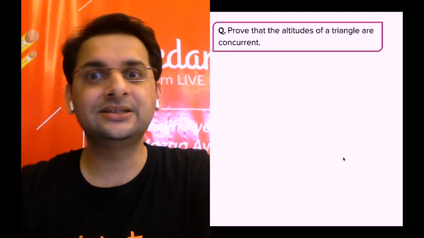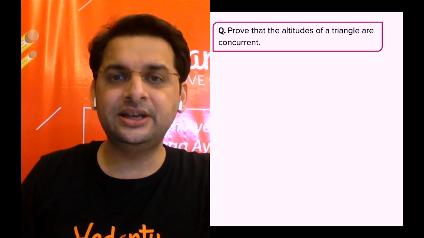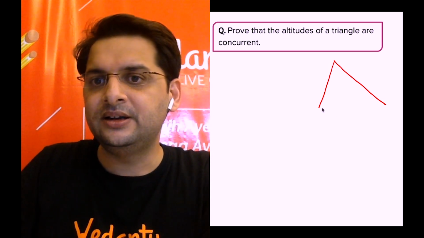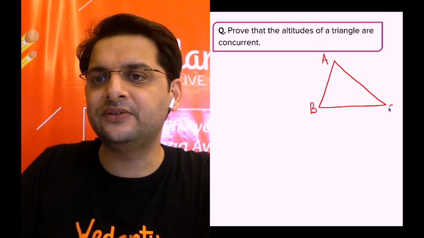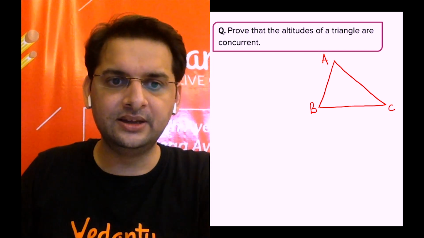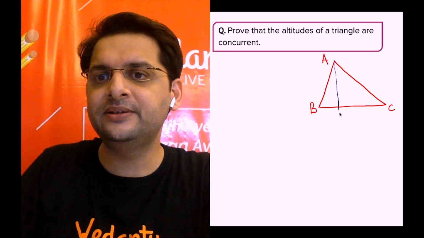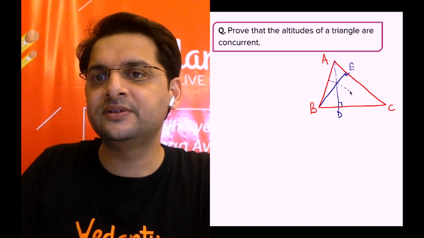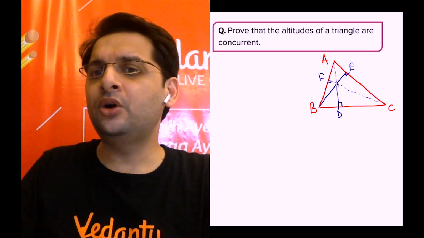The simple application is, we have to prove that the altitudes of a triangle are concurrent. So the three altitudes of a triangle, let us draw a triangle. So assume that it is an acute angle triangle for the start. And let us draw three altitudes. So we have altitude AD, altitude BE, and altitude CF.